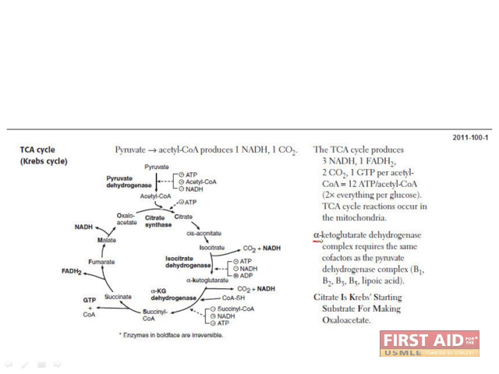As I mentioned before, the alpha-ketoglutarate dehydrogenase complex requires the same cofactors as the pyruvate dehydrogenase complex, which are vitamins B1, B2, B3, B5, and lipoic acid. A useful mnemonic for remembering the molecules in the TCA cycle is citrate is Krebs' starting substrate for making oxaloacetate.